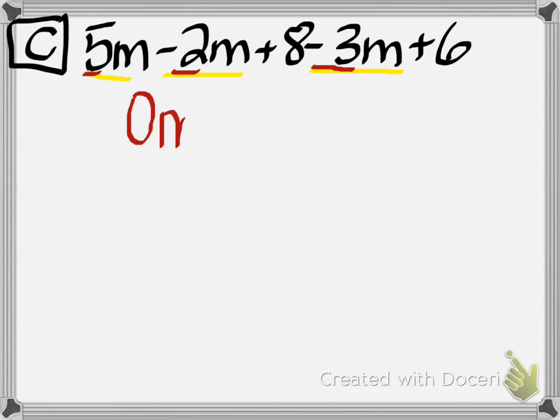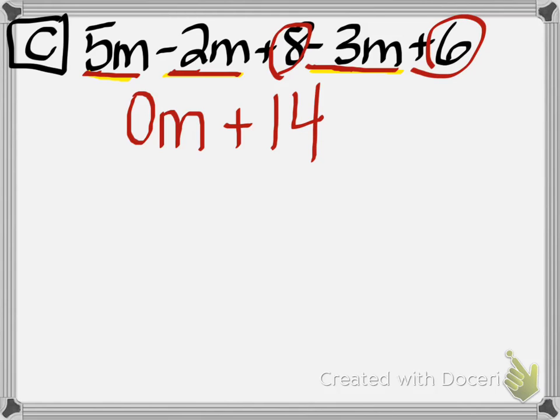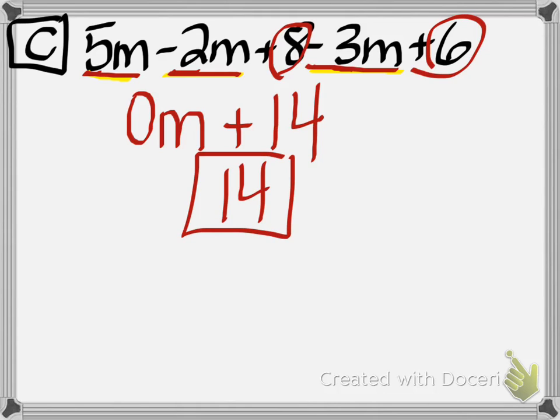So I'm left with 0, and here's that same variable, m. 5m minus 2m is 3m. Minus 3m is 0m. Plus, then my leftover constants, 8 plus 6 is 14. So the answer to C would be 0m plus 14. But 0m is nothing, so the answer is actually just 14.